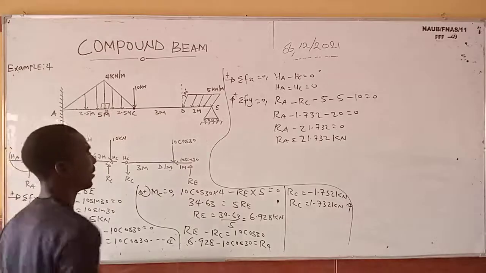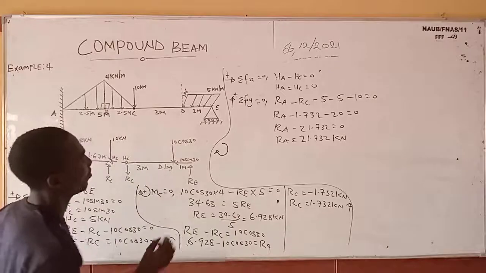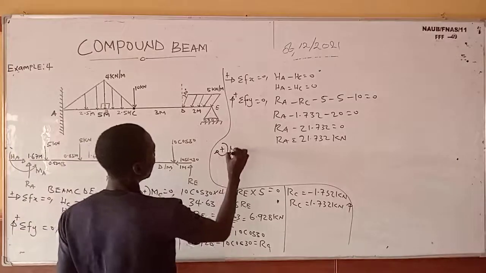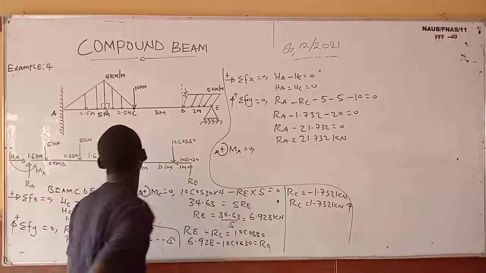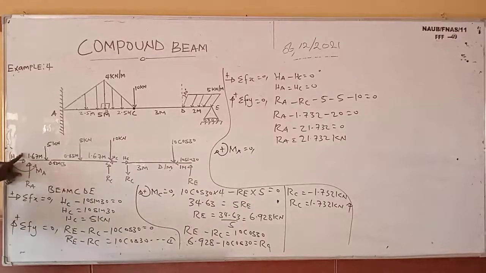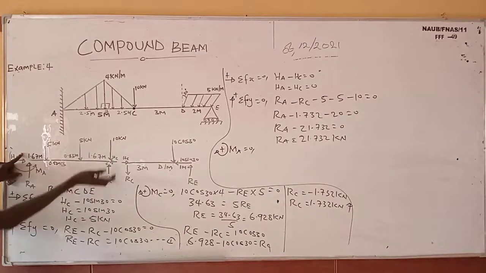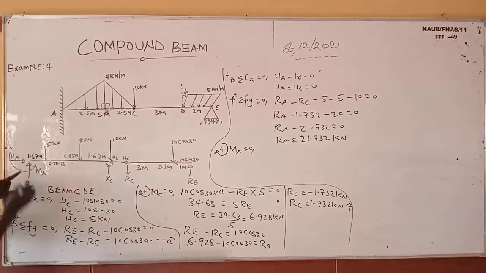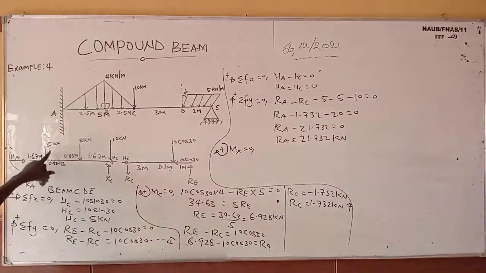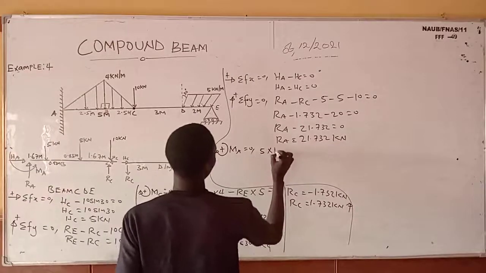So let's take moments now. We take moment about A. If we take moment about A, clockwise moment about A is positive. So we are going to have 1, 2, 3, 4 forces. You get that? And this one will give us a clockwise moment. But this one will give us an anti-clockwise moment. While the moment MA that is here is an anti-clockwise moment.